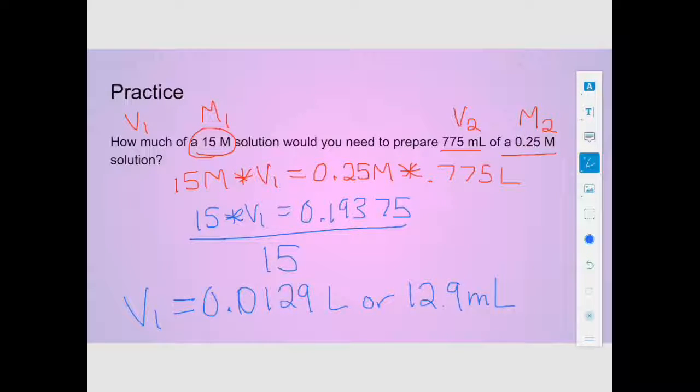12.9 milliliters. So you would get this many of your really concentrated solution, put it in a container, and fill it up to this volume level right here, and that's how you're going to do that dilution.